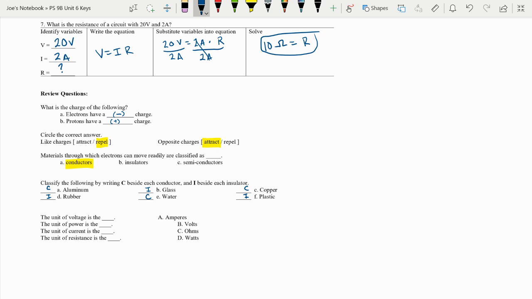The unit for voltage is B, volt. The unit for power, down here, D, watts. The unit for current, A, amps. And the unit for resistance then is C, ohms.